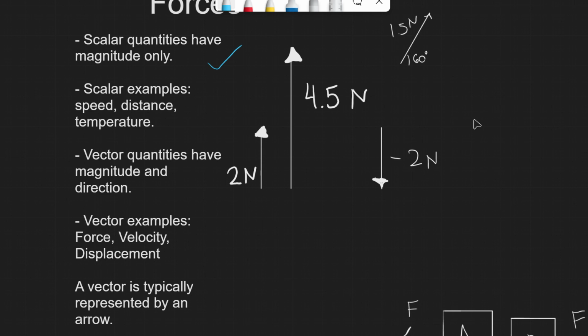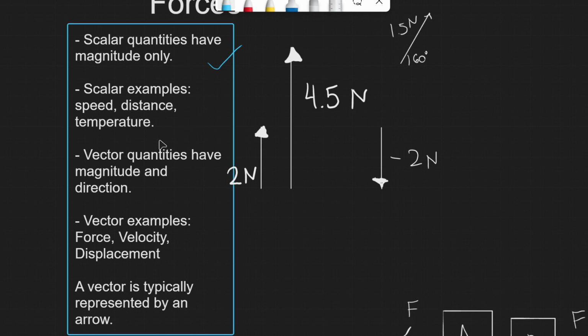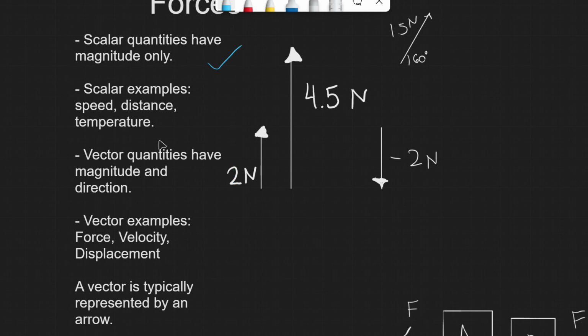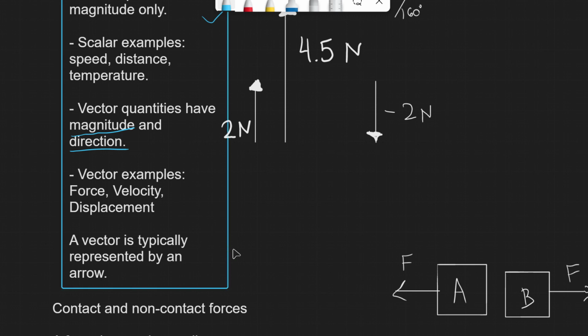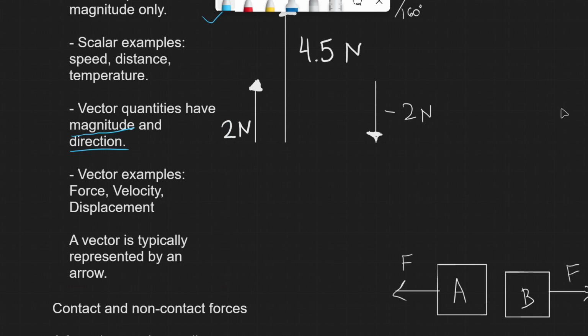It doesn't really make sense to talk about direction if we're discussing temperature, for instance. On the other hand, vector quantities have both a magnitude and a direction. Here are some examples. For instance, a force is a vector, velocity is the speed in a particular direction, and displacement is also a vector. We typically represent a vector with an arrow.